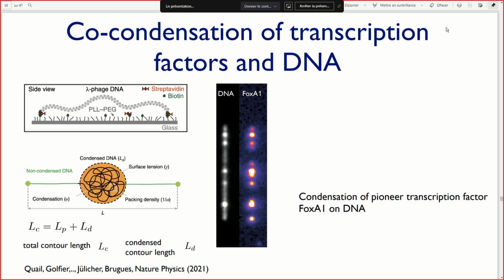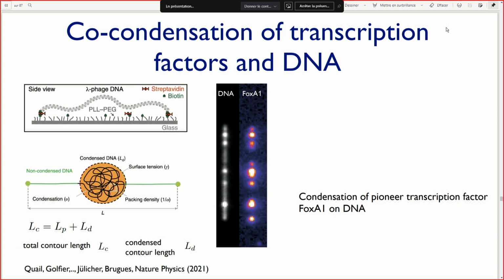which then also exerts a force on the DNA outside. And so here you see an example of such an experiment where the DNA is quite stretched. These higher intensity points are where the DNA is condensed, so that's a DNA signal, and this is the FOXA1 signal. And you see that where the DNA is condensed in this puncta, FOXA1 has condensed. And the picture is that we have such a co-condensation.